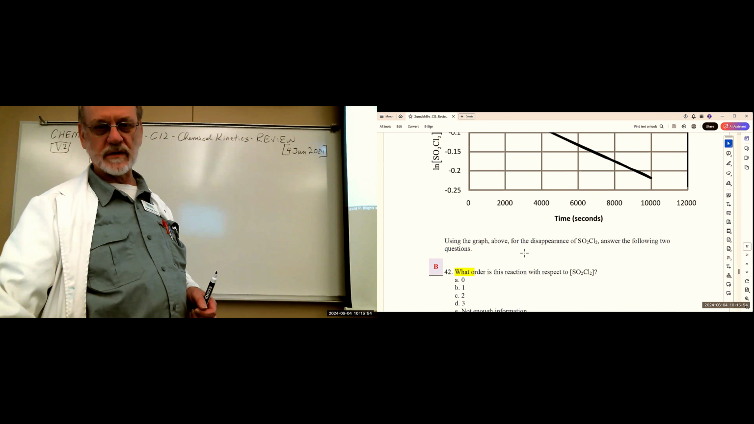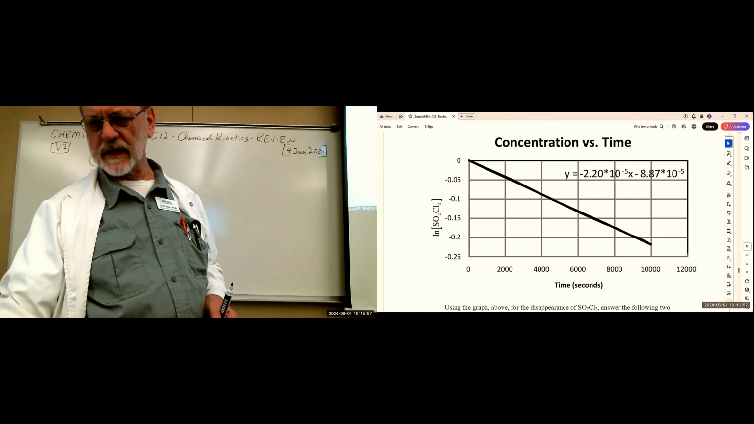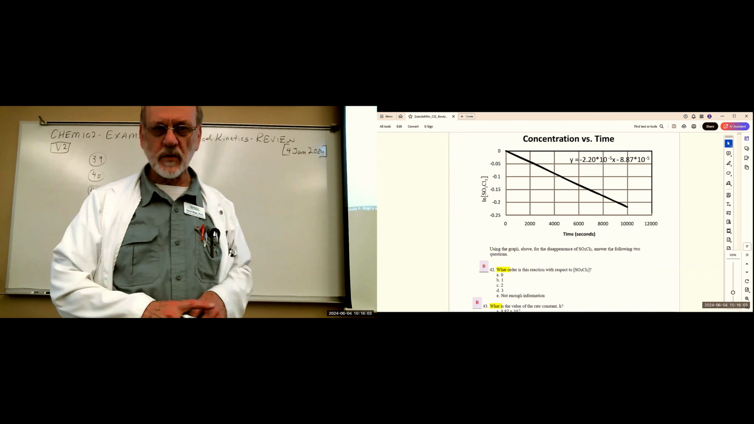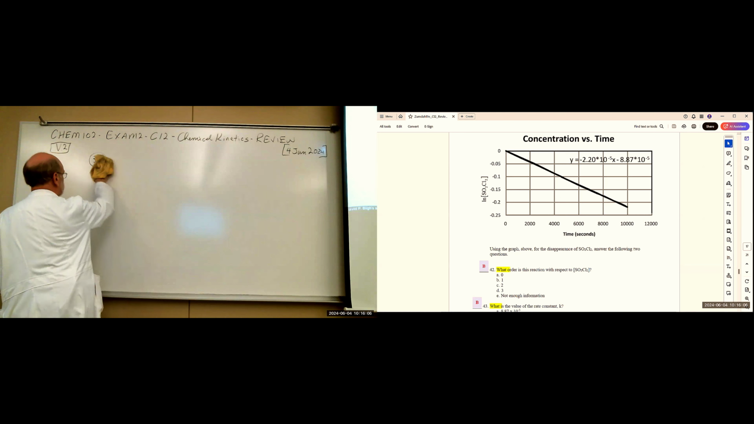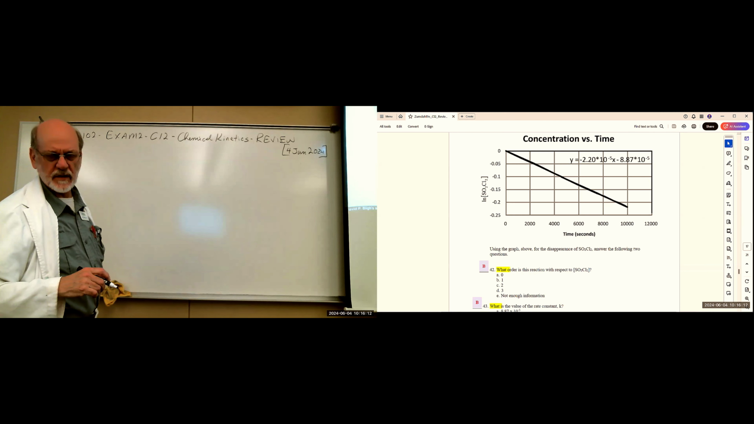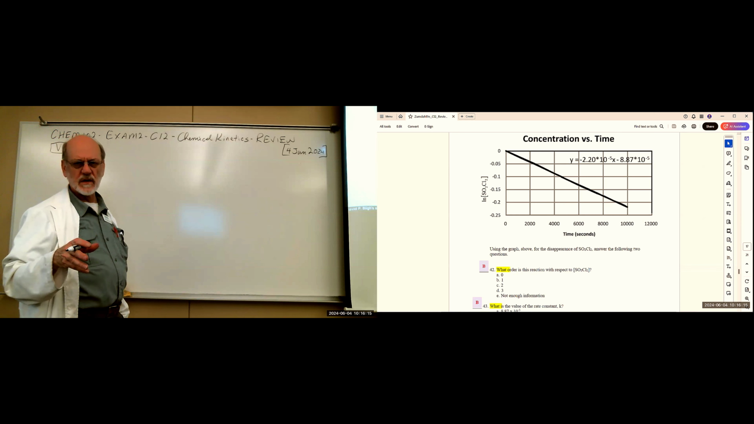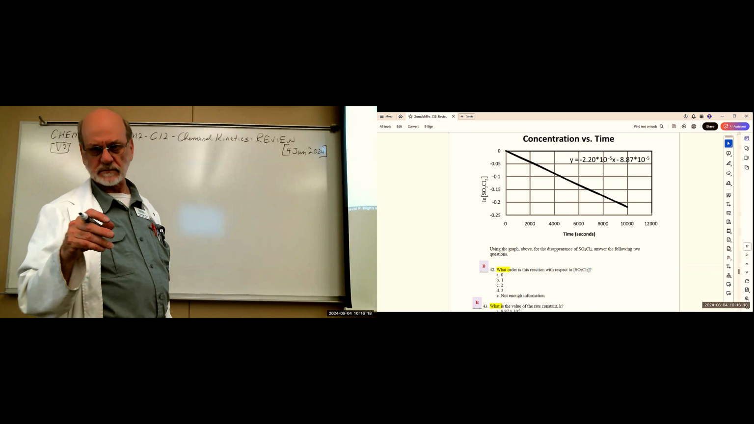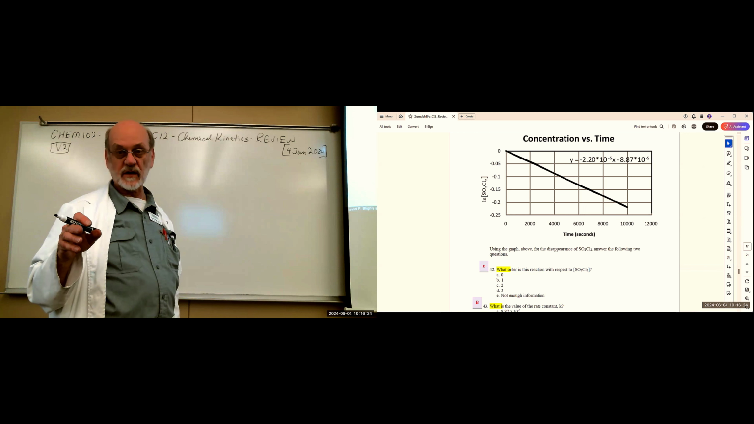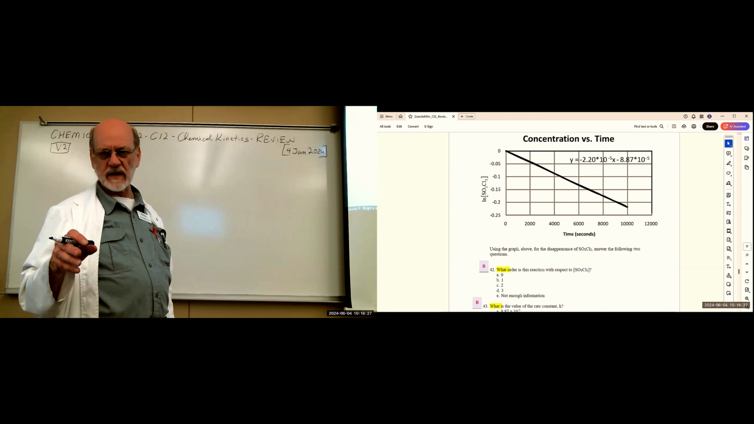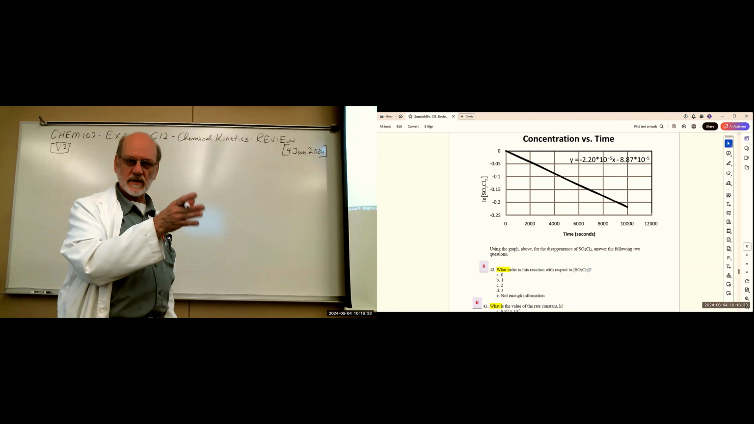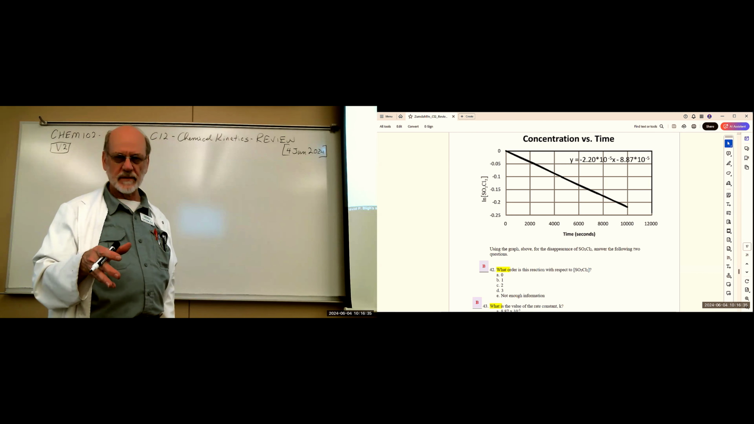All right. Oh, good. Let's do this one. I think I need to shrink that a little bit to get more of it on the page. There we go. So we've got this graph. And it's a plot of the natural log of SO2Cl2 concentration over time. And this reaction takes a little bit of time to occur. Right? We've got it up to 10,000 seconds. And the natural log is on the y-axis. And we're given the equation.